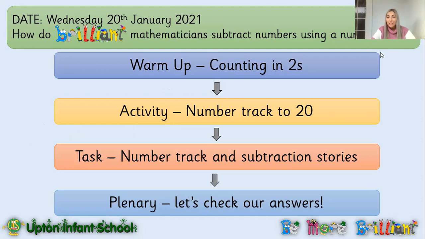First of all, we are going to do our warm-up, which is counting in twos again, which we are all really good at now because we've done lots of practicing. Then we are going to look at an activity on a number track to 20. And then we are going to look again at our number track and look at some subtraction stories and some missing numbers. And then right at the end, we are going to check our answers again to see how amazing we have all done.